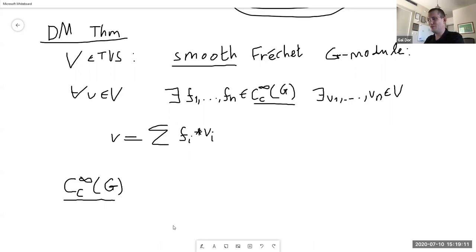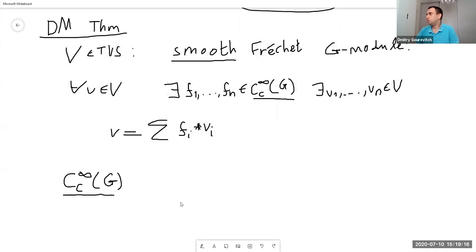Furthermore, there are some... excuse me. So far, you wrote that V is a topological vector space. Did you want to write that it's Fréchet? A smooth Fréchet G module. A smooth Fréchet G module, right. Sorry. Yeah, you did write Fréchet. So the compactly supported smooth functions are not Fréchet, so they don't really satisfy this theorem.